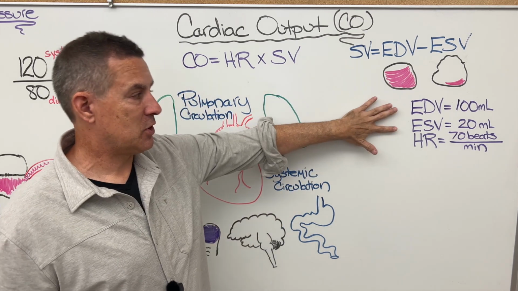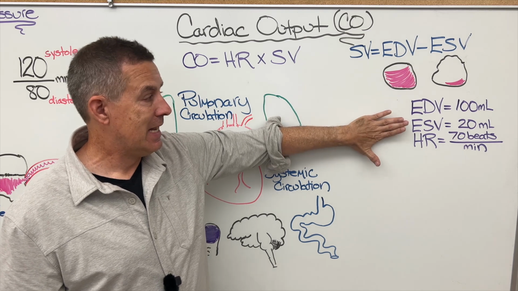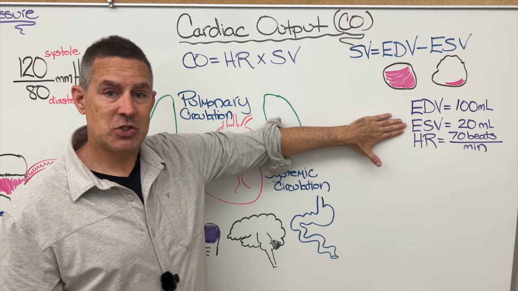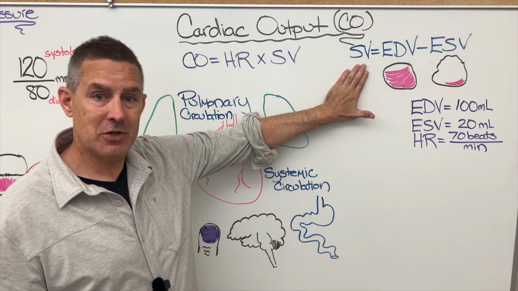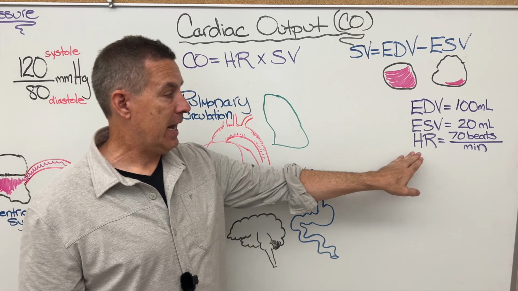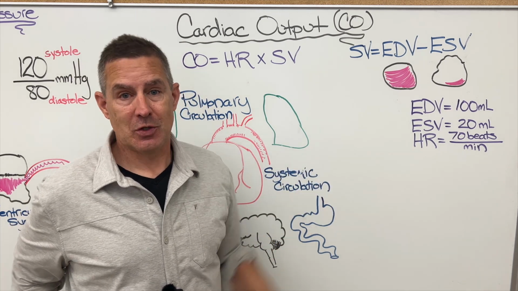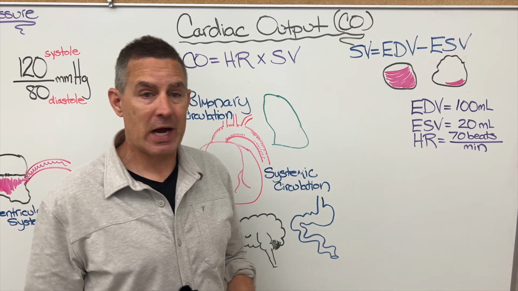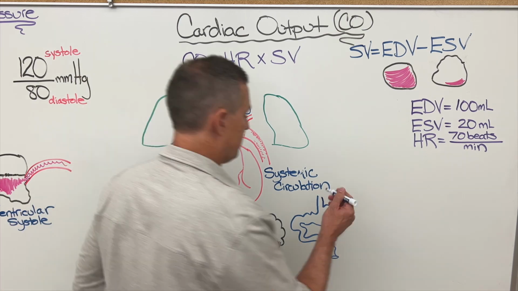So I'm just making up some numbers right here. If end diastolic volume is 100 milliliters, end systolic volume is 20 milliliters, then stroke volume is going to be 80 milliliters. That is the difference between 100 and 20. And let's assume heart rate is about 70 beats per minute. So let's do some math here to see if we can determine what cardiac output is.